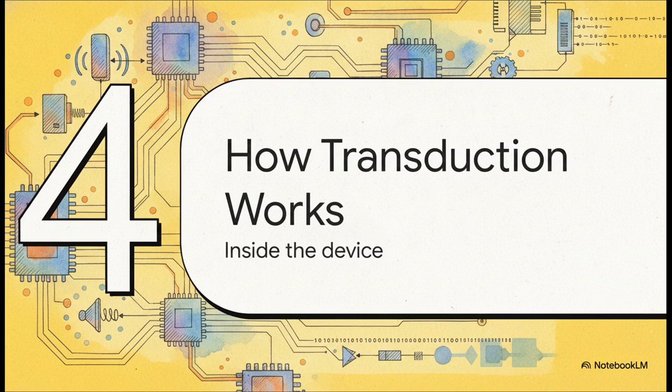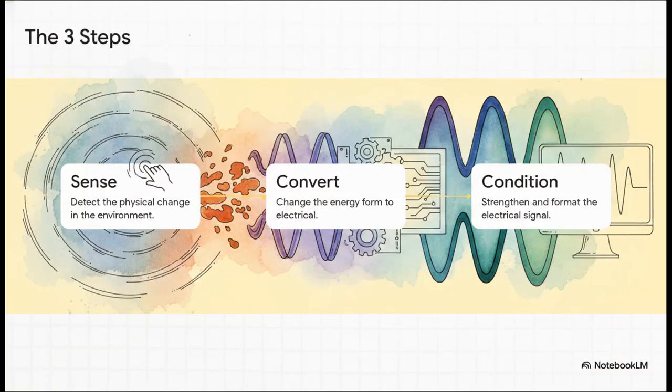All right, Section 4, how transduction actually works. Let's peek under the hood and see how this builds step by step. The process of transduction basically involves three main steps. Step 1, the sensing element detects the physical change in the environment, like a sudden shift in pressure. Step 2, the transduction element converts that physical energy form into an electrical form. But it doesn't just stop there, and this is important. Step 3 is absolutely vital. The device has to condition and strengthen that electrical signal so the computer can actually use it.